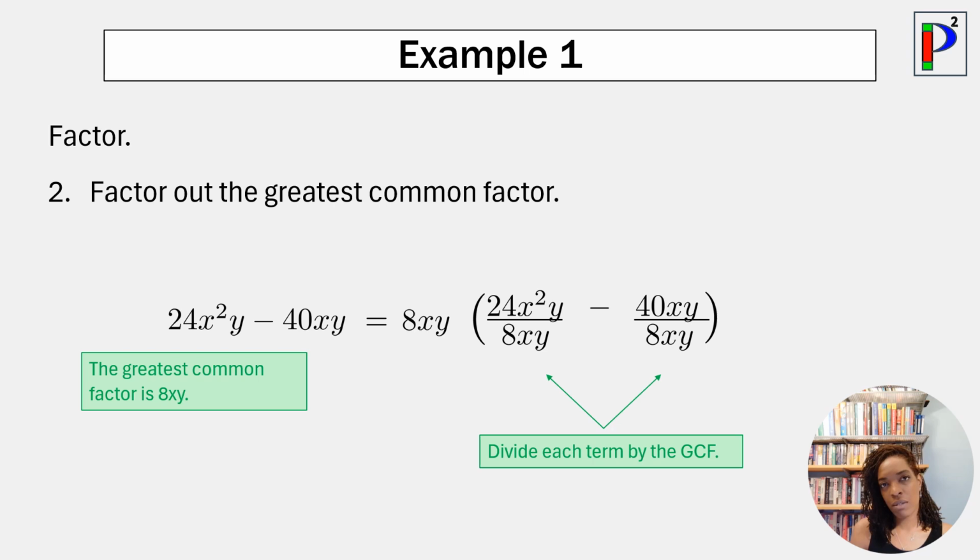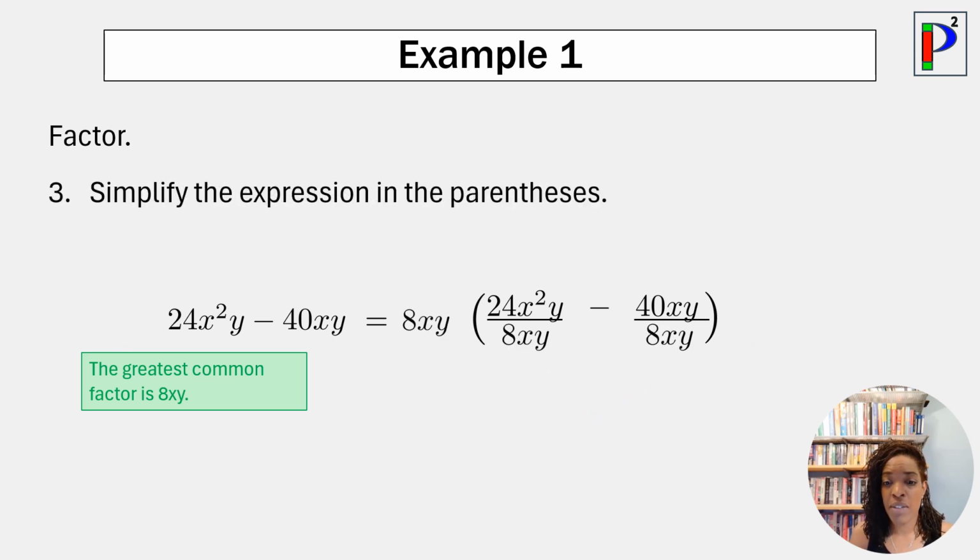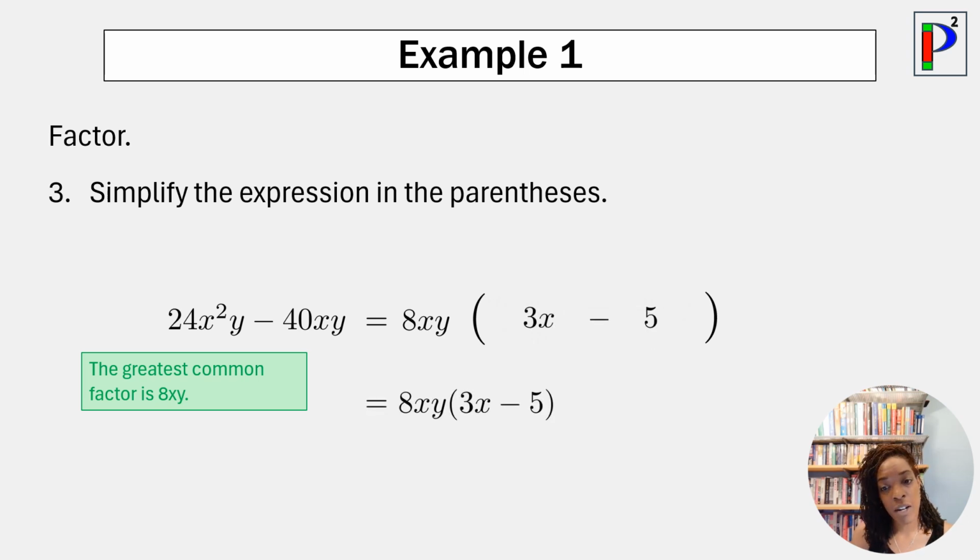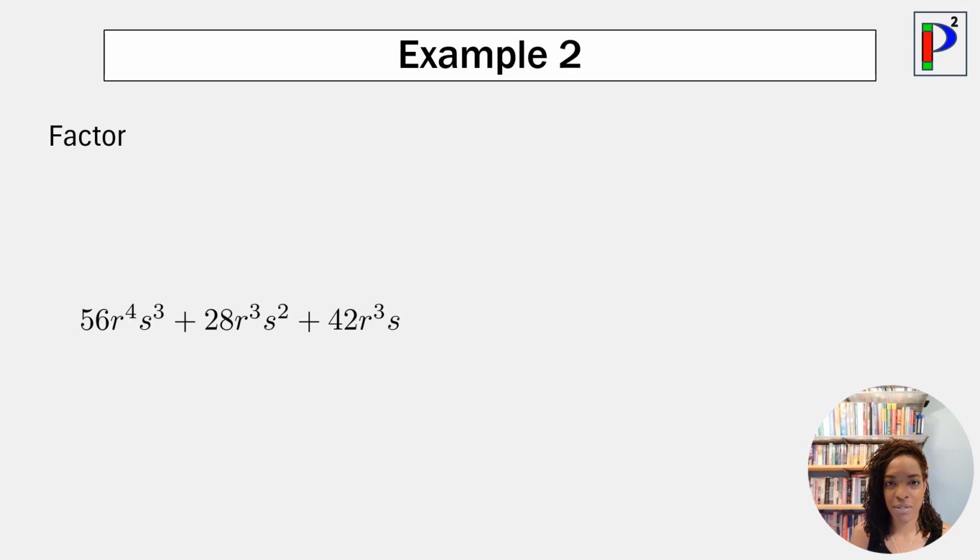Now, this is an important step. By multiplying everything by 8xy and dividing everything by 8xy in the parentheses, we're essentially multiplying the entire expression by 1. So it just changes how the expression looks, not what the expression is, and that is factoring in a nutshell. Let's go back. So now we're going to simplify inside of our parentheses to get 3x minus 5, and our final factored form is 8xy times 3x minus 5.